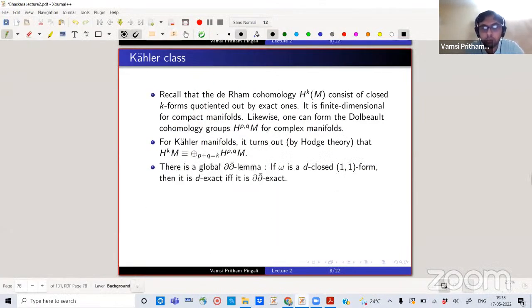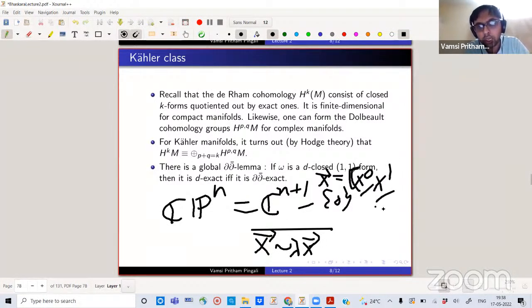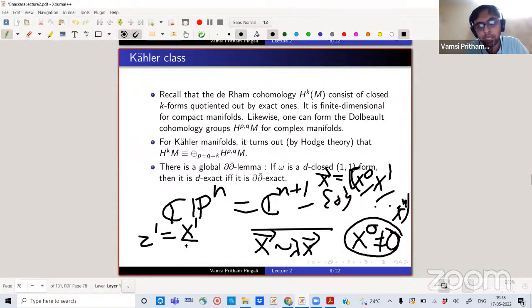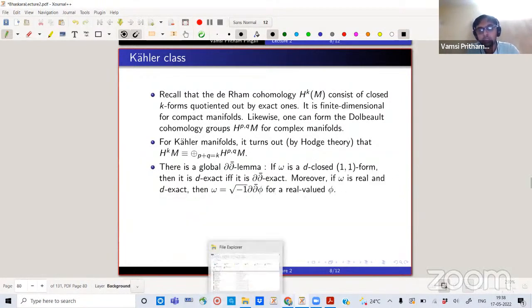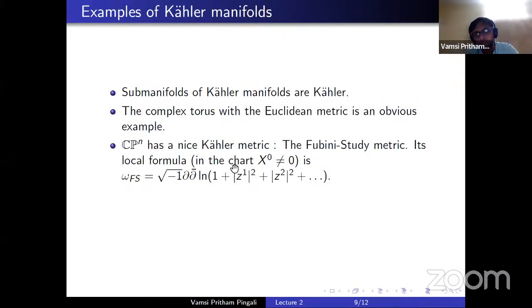So recall that if you take CPN, it is a quotient of Cn+1 minus the origin by this. So if I take X, and if I take this particular space, this open set, then Z1 is X1 by X0, Z2 is X2 by X0, etc. So in these coordinates, the Fubini-Study metric is given by this explicit formula. So you take log of 1 plus mod Z squared and take del bar of it.